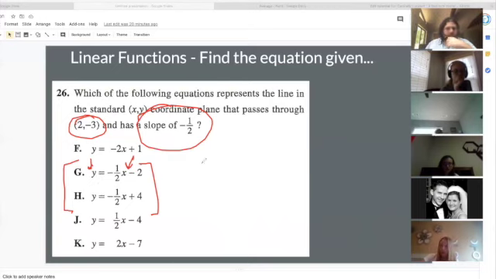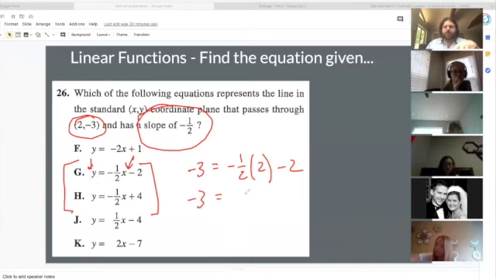So let's plug in -3 for y. We get -3 equals -1/2 times the x, which is 2, minus 2. See what I've done? I've taken G, and I plugged in the -3 and the 2. When I do that, it simplifies to this, right? I multiply that negative times the positive, I get a negative. And then I add my negatives together, I get -3 equals -3. That tells me that yes, 2, -3 is on the line. So G contains that point. So it's got to be the answer, but I could check H if I wanted to.